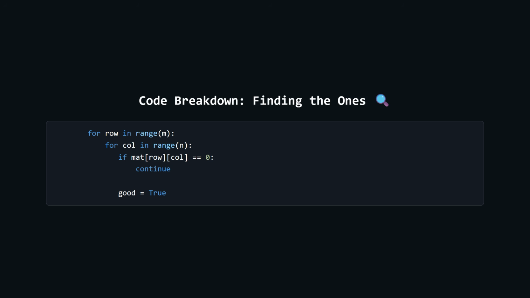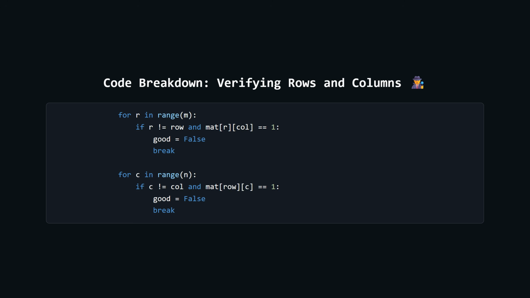Let's break this down. The two outer loops are just a standard way to visit every spot in a two-dimensional grid. For each spot, we ask, is this a 0? If it is, we use continue to immediately skip to the next spot, because we only care about 1s. If it is a 1, we set a flag called good to true, assuming it's special until proven otherwise. Once we find a 1, we use these inner loops to verify it. We iterate through all the rows again looking at the same column. If we find another 1, and it's not the exact spot we started at, we flip our good flag to false, and break out early to save time. We then do the exact same thing across the columns for that row.